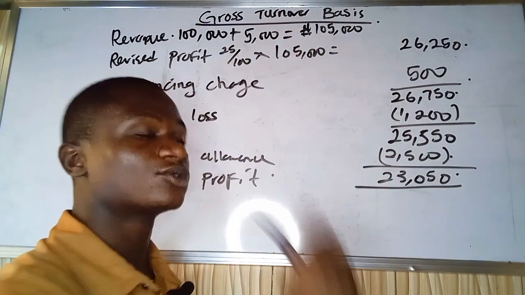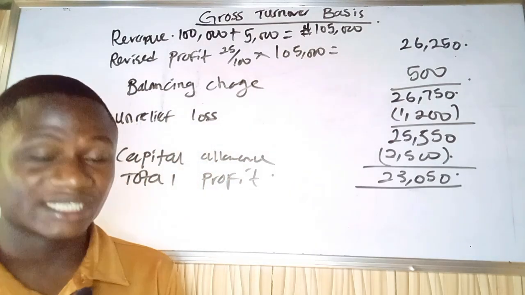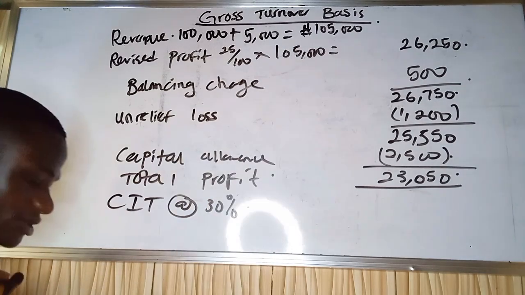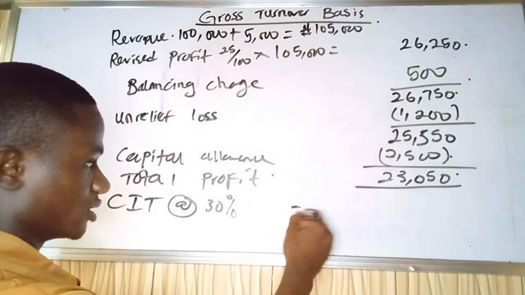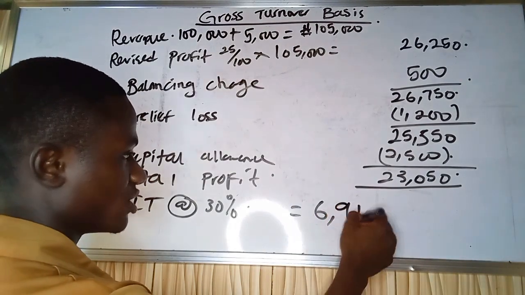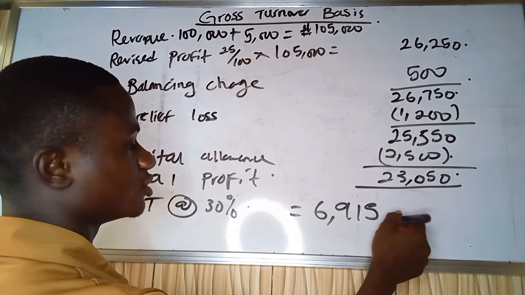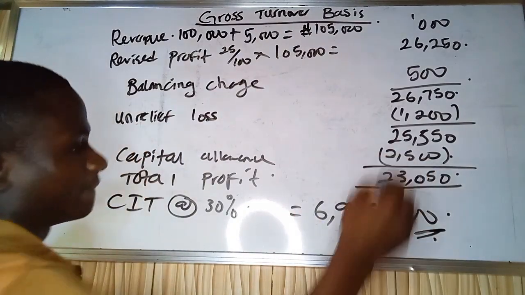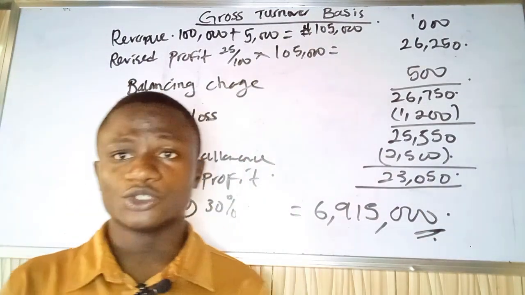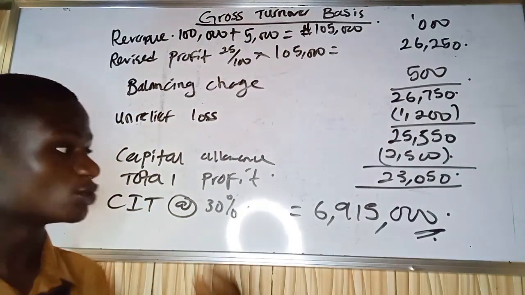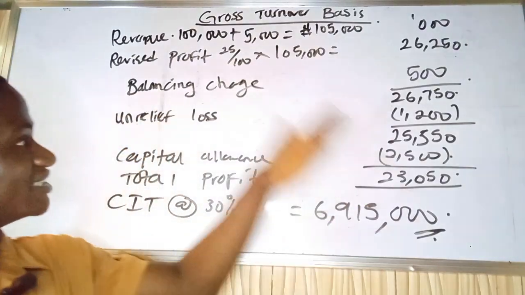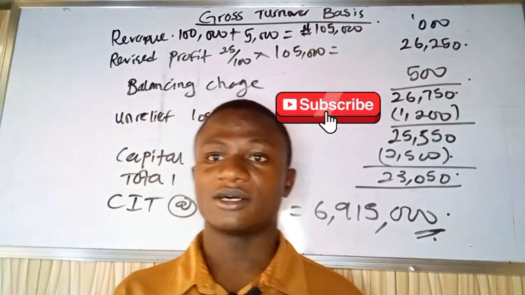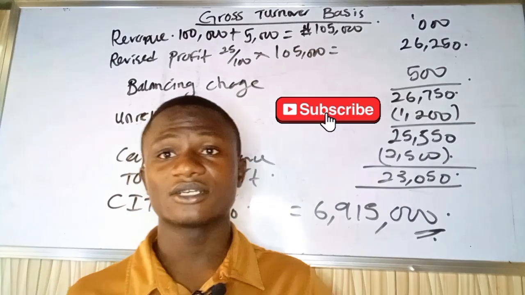So this is our total profit. And from our total profit, we are going to apply the CIT rate, which is 30%. So CIT at 30%. 30% of 23,050 will give us 6,915, and this is 6,915,000, because don't forget that everything is in million. So 6,915,000 will be our revised CIT. Don't forget that our CIT from the question that was given was 795,000. But after revising everything, we have 6,915,000. So we've come to the end of this class on how to calculate CIT using the gross turnover basis.